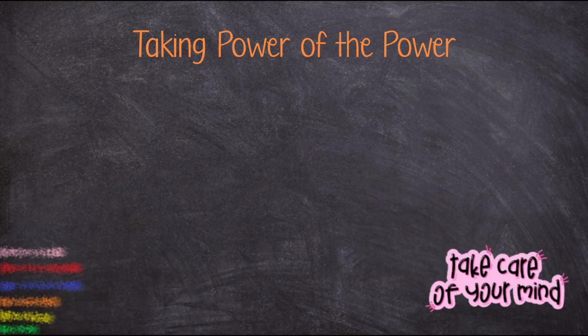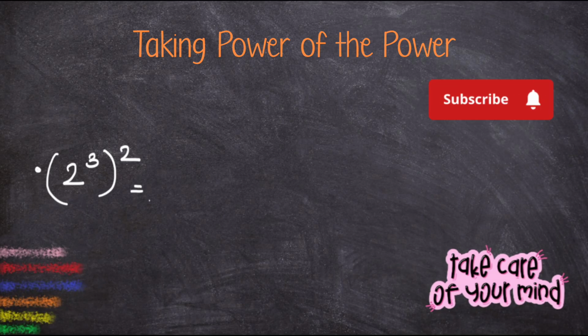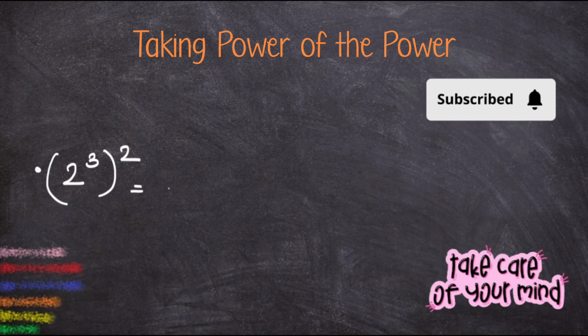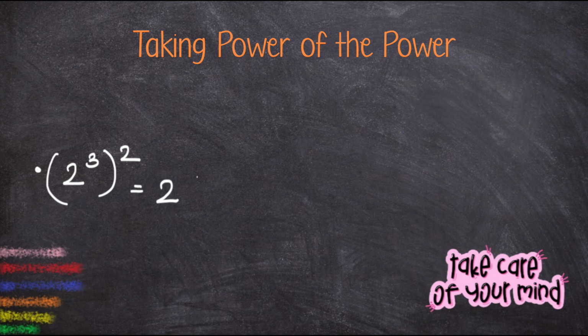Now the third is taking power of the power. Means what? I'll take an example. 2 raised to 3, the whole bracket raised to 2. What to do? Very simple. Here in this case, you see only one base is there. There is no other base and there are two exponents. So what you are going to do is you are going to simply multiply the exponents. So it is 3 into 2. Sorry.